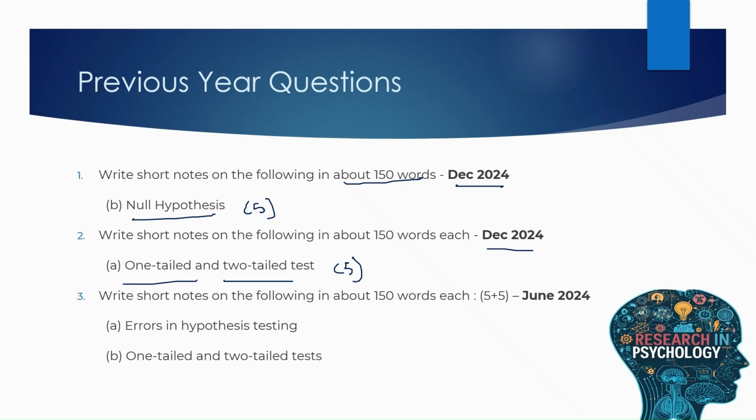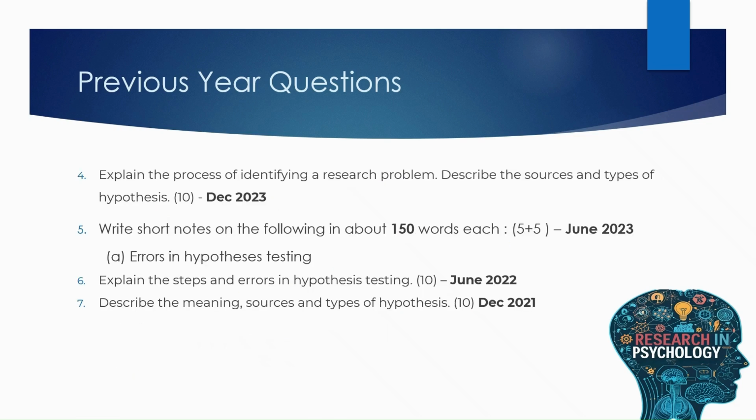All right. Then June 2024, we have this question. Write short notes on the following in about 150 words. Errors in hypothesis testing. We have discussed type 1 error, type 2 error, random error, and constant error, right? You have to write about that. And then the second question was one-tailed and two-tailed test, right?